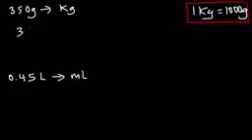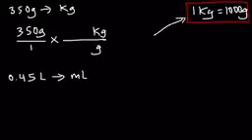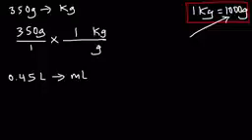So the first thing you want to do is you want to start with what you're given. That is 350 grams over 1. Then you need to decide what to put on the next fraction. So because we have the unit grams here, we want to put grams on the bottom, kilograms on top. The number associated with kilograms is 1. The number associated with grams is 1,000.